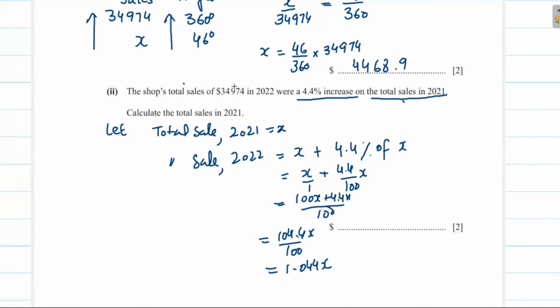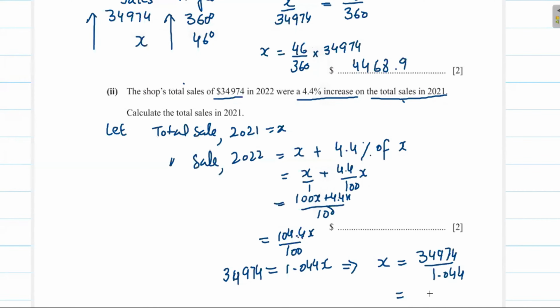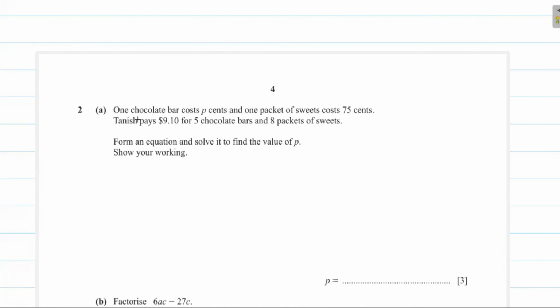And you see here the value of 2022 sale is 34,974. Now, therefore, X will be equal to 34,974 divided by 1.044. The answer is $33,500. Question number 2, part A.